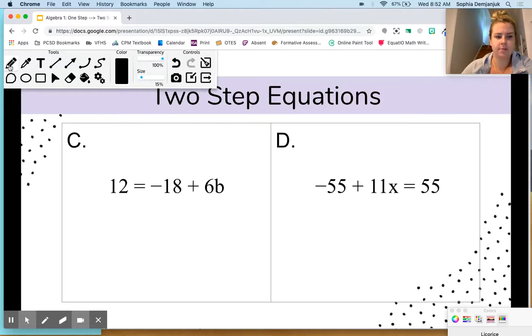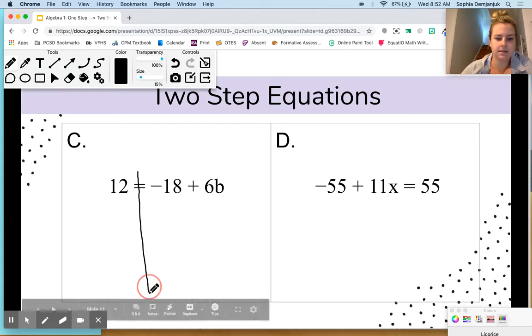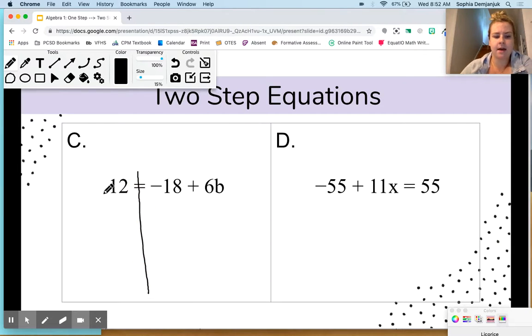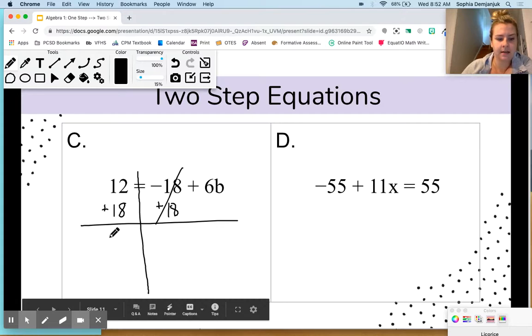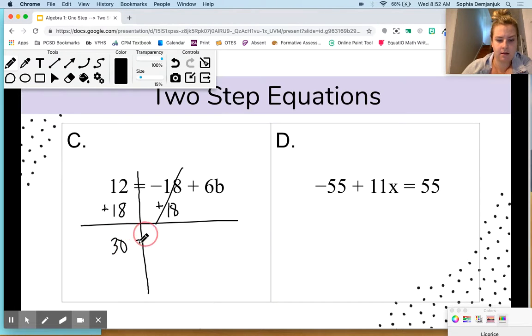And then our last two examples before you finish your last Ed Puzzle question. Draw the line down. These are still two-step. This time I have 12 equals negative 18 plus 6b. I want to get this b piece by itself. I see right here I have negative 18 that I want to get to the other side. Since it's negative, I'm going to have to add 18 to both sides. 12 plus 18 gives me 30 equals, I have 6b left over on the right.